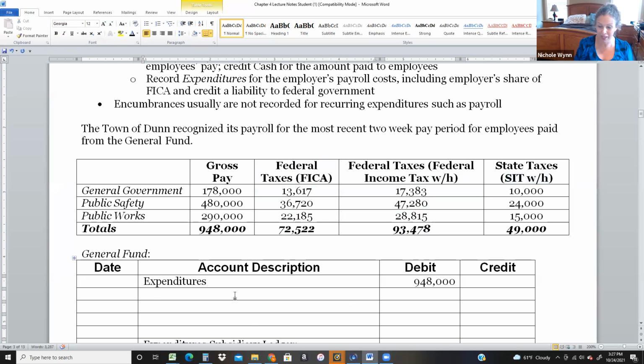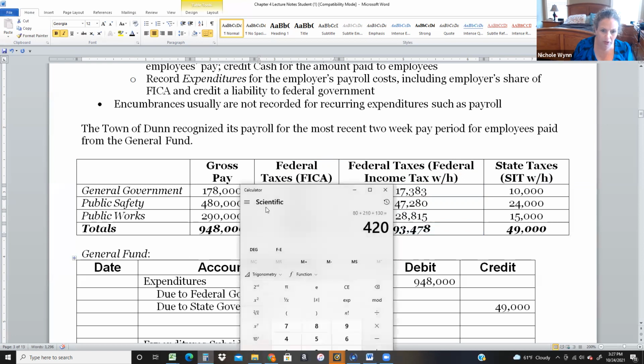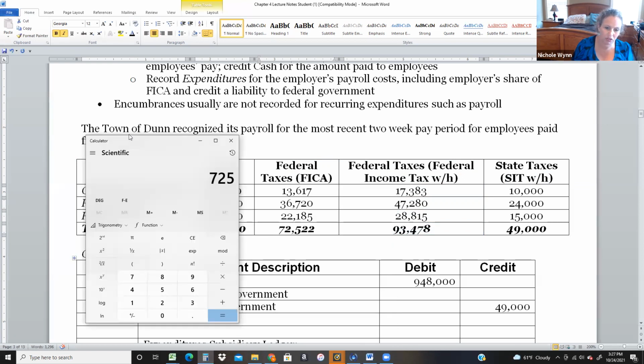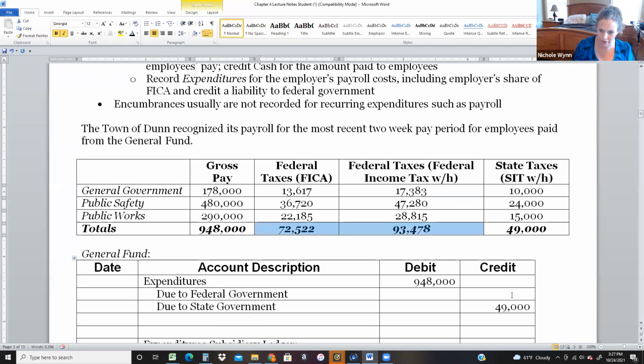So the way that we do it in governmental accounting is we do due to. That means we've got to pay it to someone else. Due to federal government. And then we'll do due to state government. So state, we owe them 49. But for federal, I need to add these two numbers together. So I'm going to add together 72,522 and 93,478, 166,000.